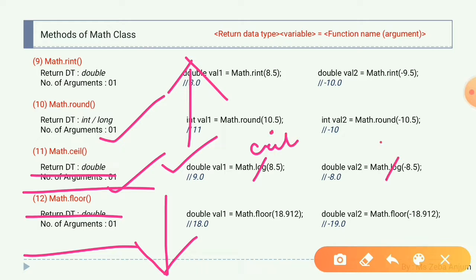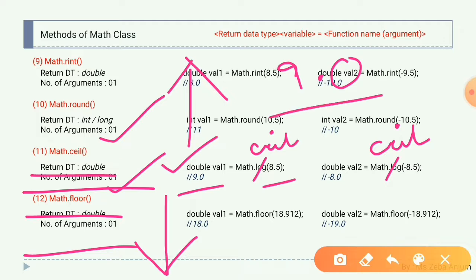You cut down this log and write down ceil over here. Yes, again in the second example also you cut down this log and write down ceil over here also. So see, in the first example you are having 8.5 and you have to find out the ceil value. So again it is rounding off your number and it will be giving you 9.0, because 9 is more than your 8.5. Now see, if you are having the negative number, then for minus 8.5 you will be getting what?